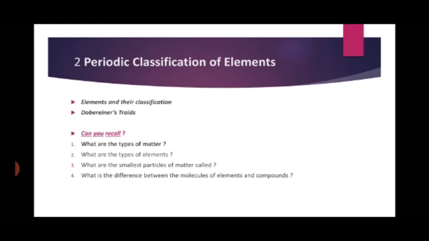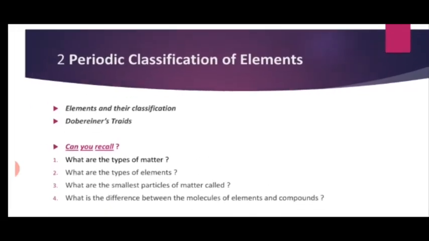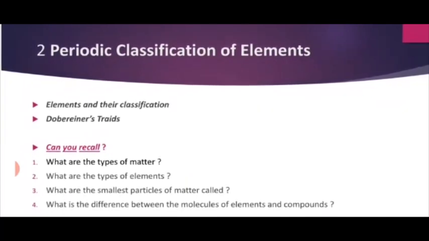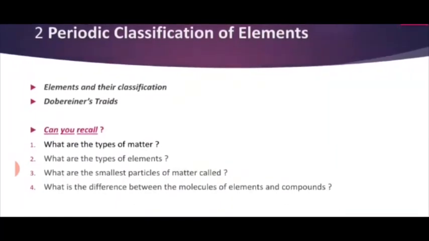Next part, Dobereiner triads. Now here is a recall given in your textbook. First question, what are the types of matter? There are three types of matter: solid, liquid and gaseous states. Now the second question, what are the types of the elements? Elements are mainly classified as metals and non-metals.